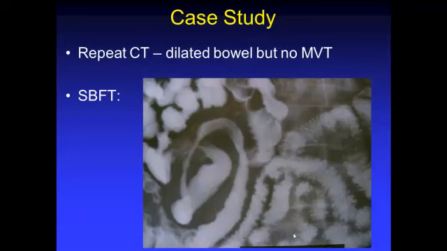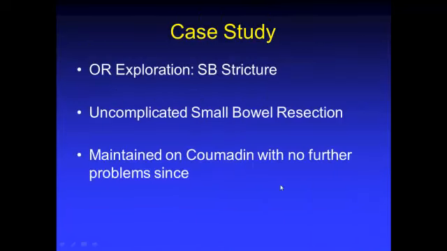A small bowel follow-through was obtained, though, which did reveal significant stricturing in the small bowel. So basically, at least a portion of the ischemic area strictured down. We did subsequently take her to the operating room, confirmed the diagnosis of small bowel stricture, and she underwent an uncomplicated small bowel resection. She has since been maintained on Coumadin with no further problems.